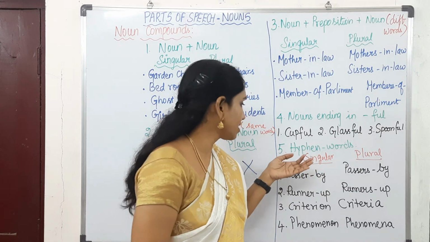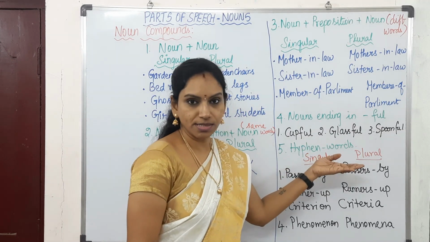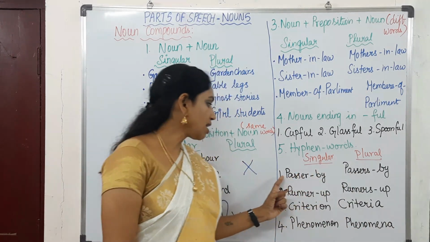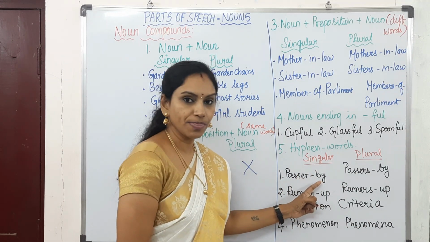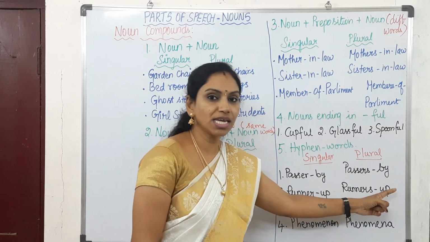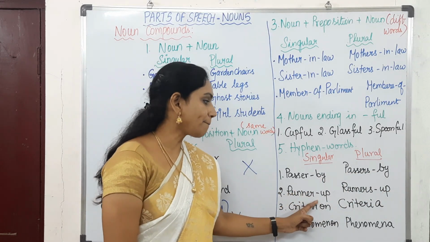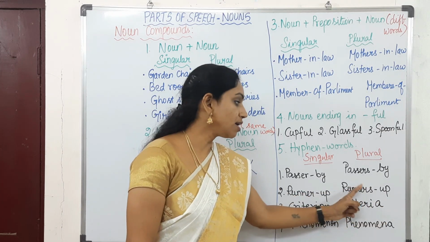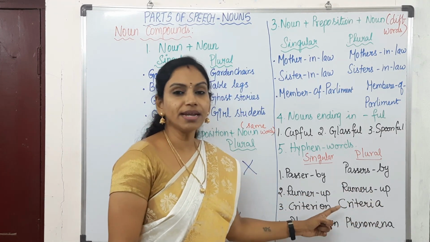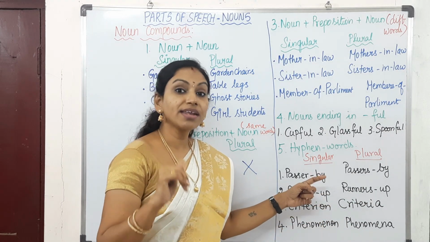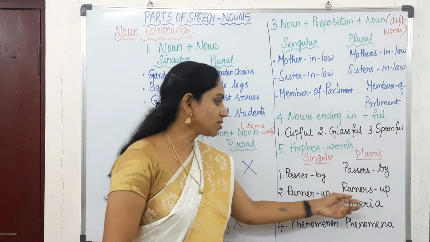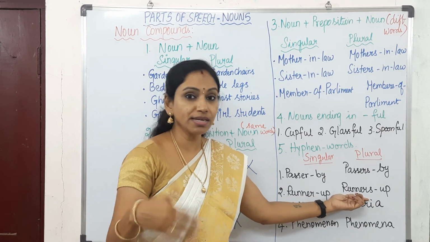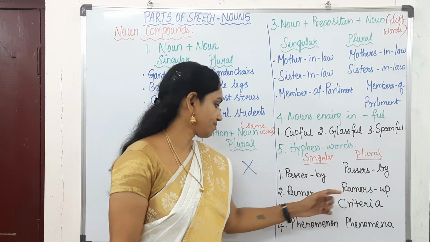Next, fifth category, hyphen words. Hyphen words, singular words, plural words. See, passer-by, passers-by in plural. Runner-up in plural, runners-up. Runner-ups cannot come, it is runners-up, because the number applies to runner. You can have any number of runners.